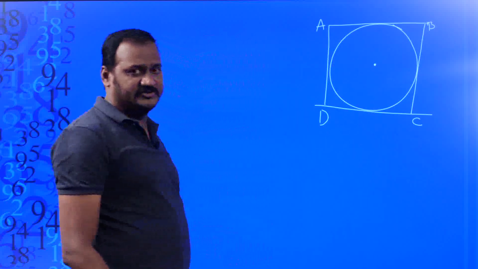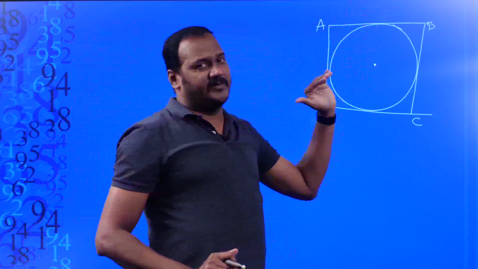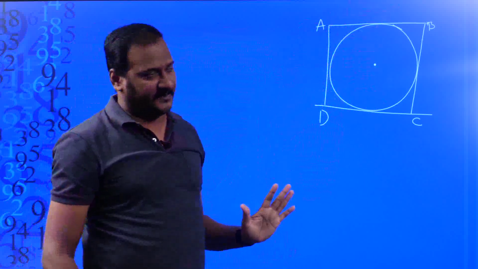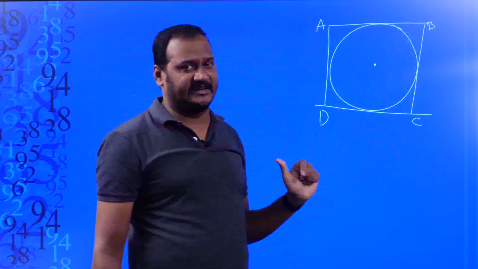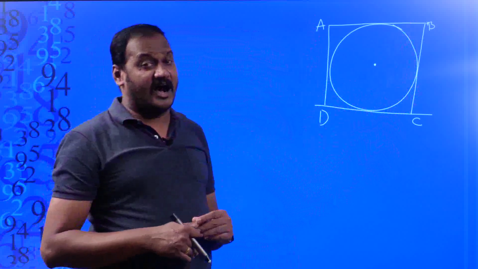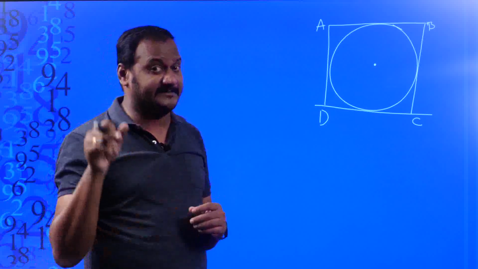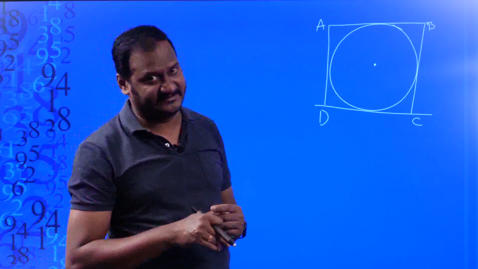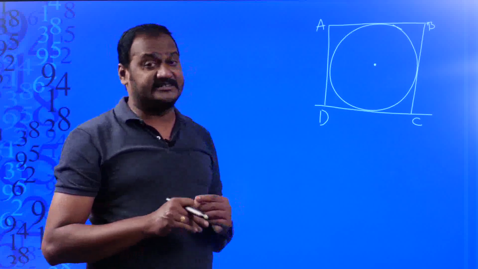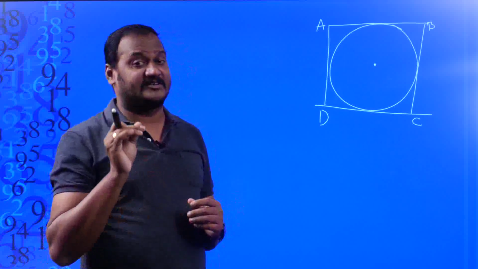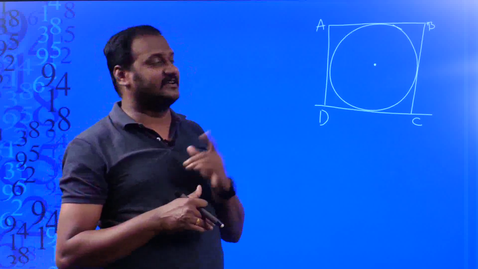Let the center of the circle be O. Here AB and CD are opposite sides of the quadrilateral circumscribing a circle. Similarly, AD and BC are also opposite sides. But here the point is: opposite sides of a quadrilateral circumscribing a circle subtend supplementary angles at the center. Hope you understand what statement is going to be proved here.